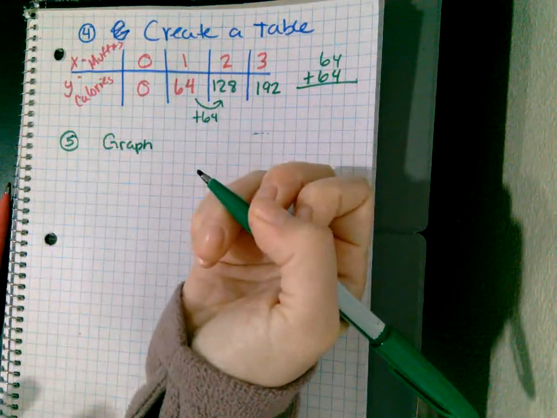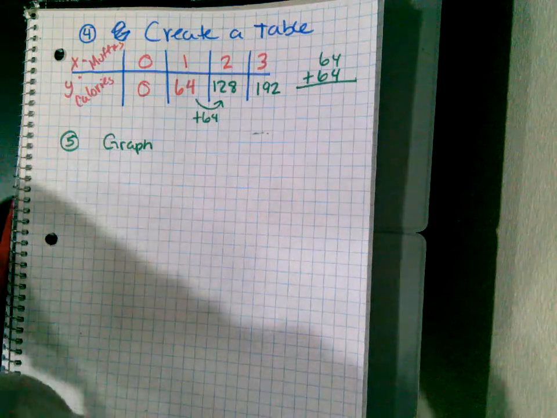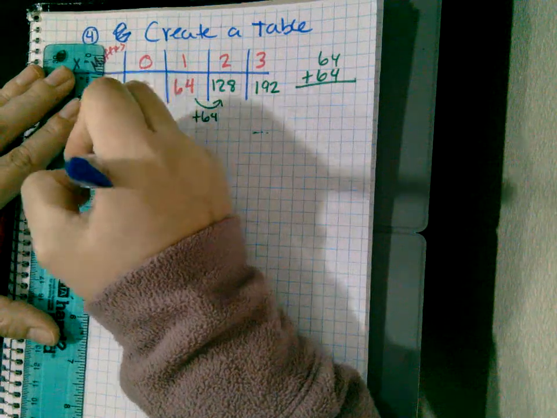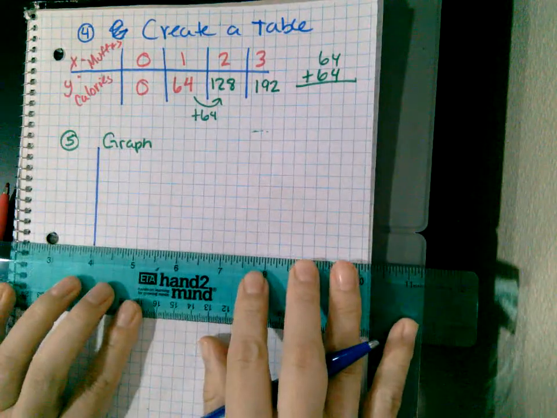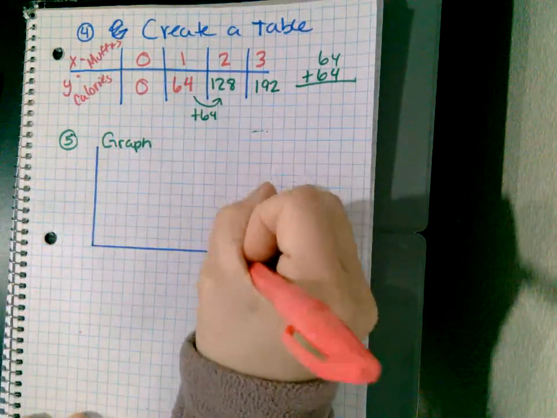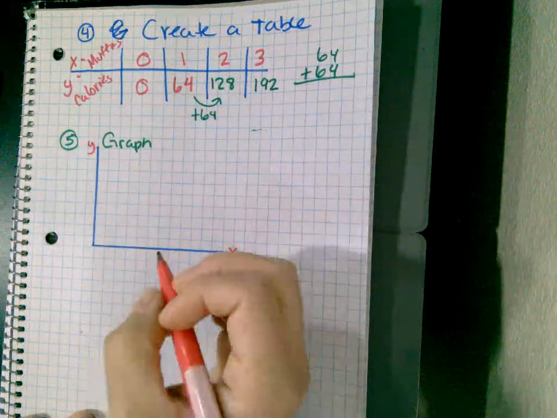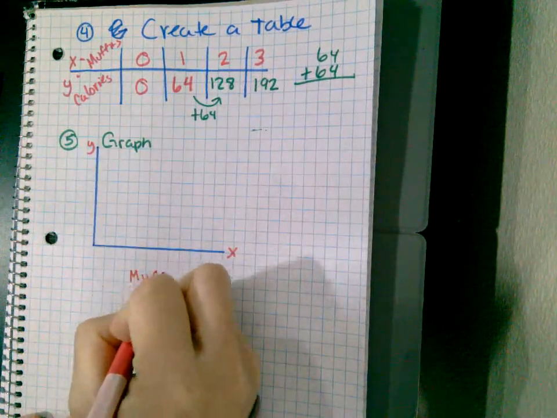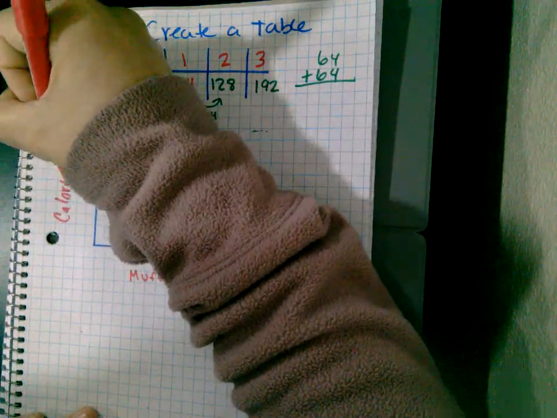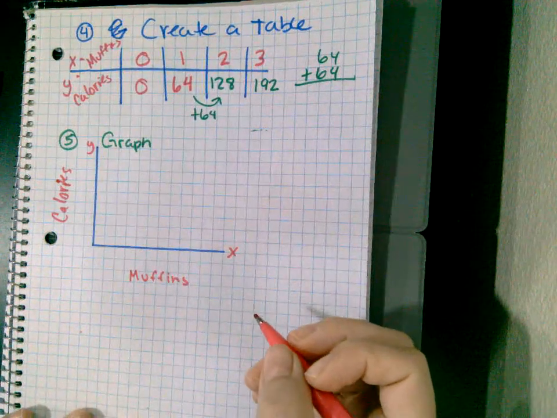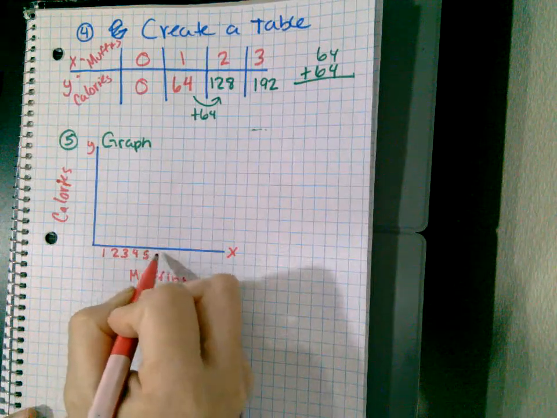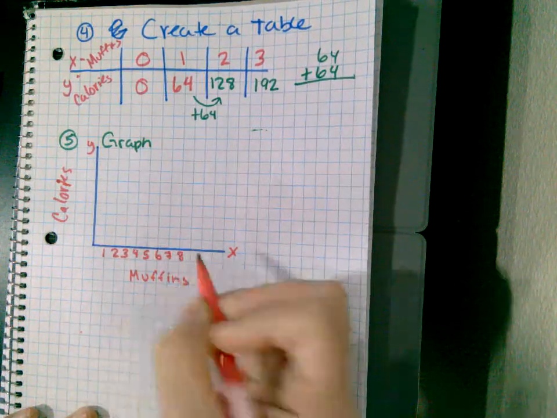Now you already did all of the hard work. Now graphing is actually the easiest part. This is your X. This is your Y. X represents muffins. Y represents calories. Right? And when we number the lines, 1, 2, 3, 4, 5, 6, 7, 8, right?